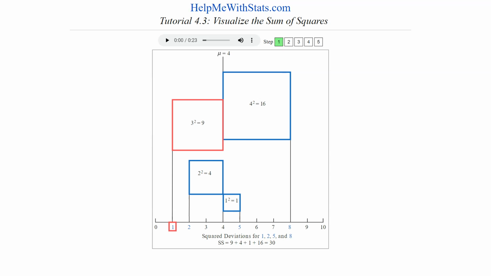HelpMeWithStats.com was used to create this tutorial that can help us visualize the sum of squares. The sum of squares, SS, is the sum of the squared deviations of each score from the mean.